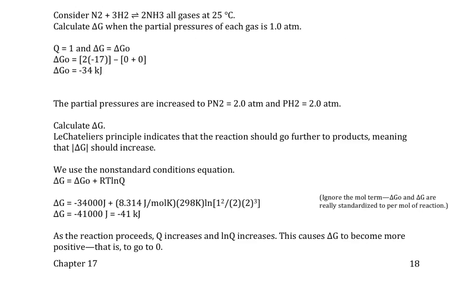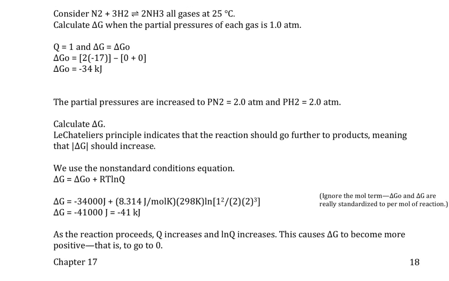We have the reaction N2 plus 3H2 in equilibrium with 2NH3. That's the Haber process. We talked about that in a previous chapter. These are all gases at 25 degrees Celsius. Calculate delta G when the partial pressure of each gas is 1 atmosphere.